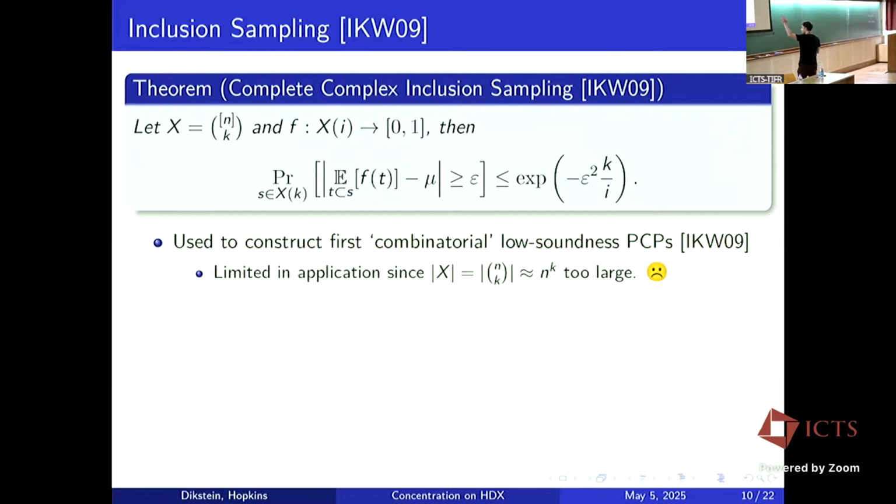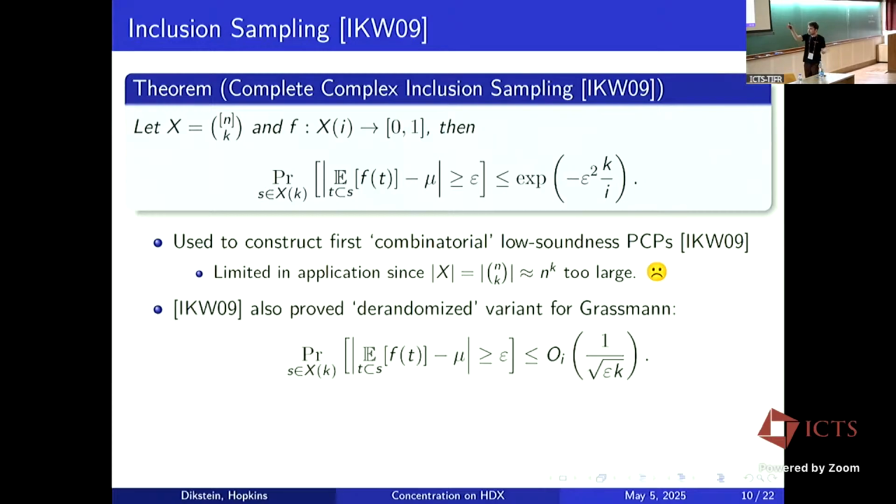And this did give some nice constructions of PCPs, but it's a little bit limited in application for exactly the reason that you think. Right? The number of hyperedges in X is massive. X is a very dense complex. In fact, it's the most dense complex. It has every possible hyperedge, so it has size n to the K. And this stops you from, for instance, building subconstant soundness PCPs of polynomial size.